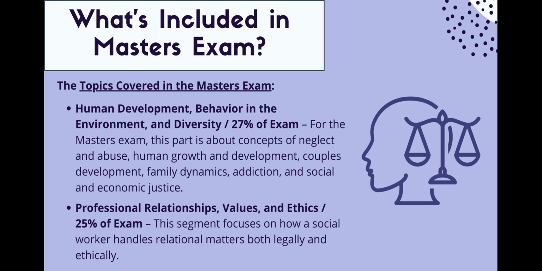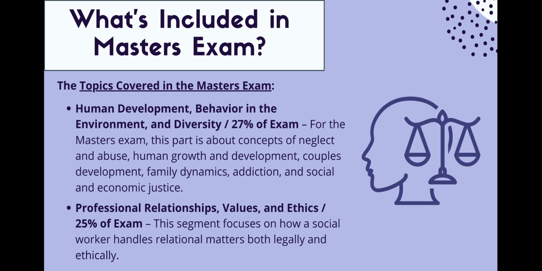So let's jump in. Let's talk about the master's ASWB exam first. There are 4 major areas that are covered in the master's exam. First, with 27% of exam questions, is human development, behavior in the environment, and diversity. So for the master's exam, this largest piece of the exam is about concepts of neglect and abuse, human growth and development, couples development, family dynamics, addiction, and even social and economic justice. So there's a lot in that section.